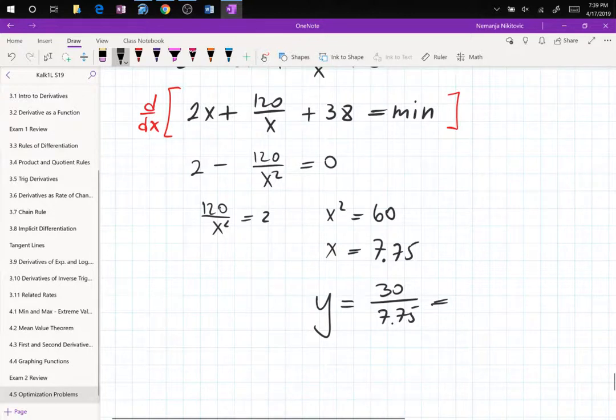30 divided by 7.75 is 3.87. All right, so those are the dimensions of the pool, and this is in meters.